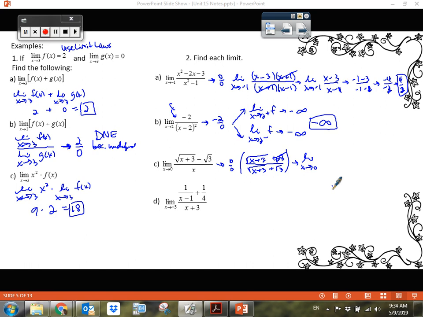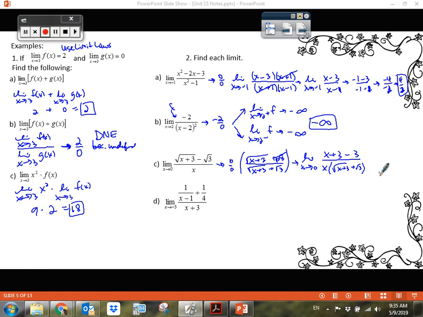So here we go. The square root of x plus 3 times the square root of x plus 3 is x plus 3. Conjugates, outside, inside, when we're foiling, go away. That's the beautiful thing about conjugates. Negative root 3 times a positive root 3 is negative 3. All over x times, resist the temptation to multiply, resist, the square root of x plus 3 plus the square root of 3.